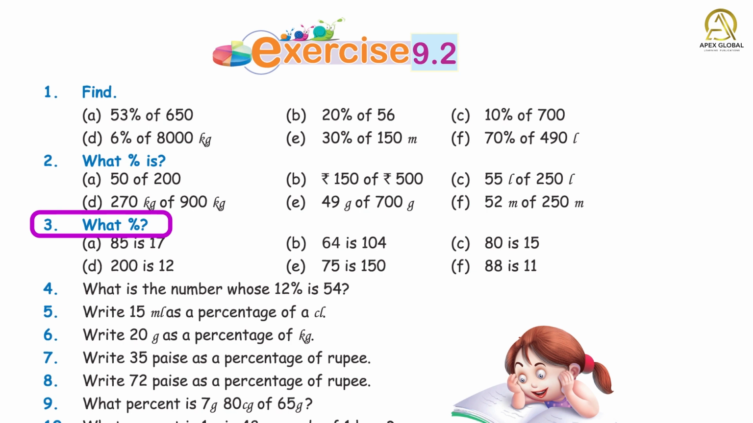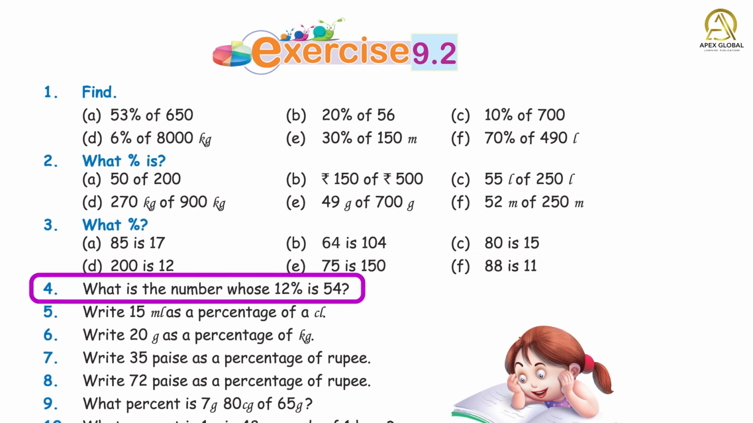Question 3. What percent? A. 85 is 17, 20%. B. 64 is 104, 161.5%. C. 80 is 15, 533%. D. 200 is 12, 1666.6%. E. 75 is 150, 50%. F. 88 is 11, 800%.